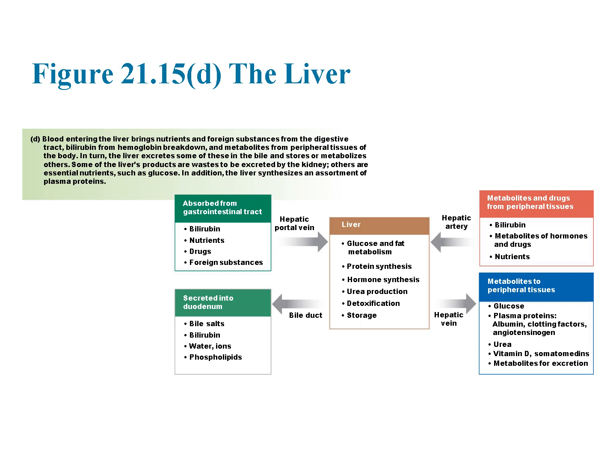The liver plays a key role in glucose and fat metabolism, protein synthesis, hormone production, urea formation, detoxification, and storage of essential nutrients. Some compounds are stored for later use, while others are broken down for excretion. Certain waste products and excess substances are eliminated through the bile duct, which transports bile salts, bilirubin, water, ions, and phospholipids to the small intestine.